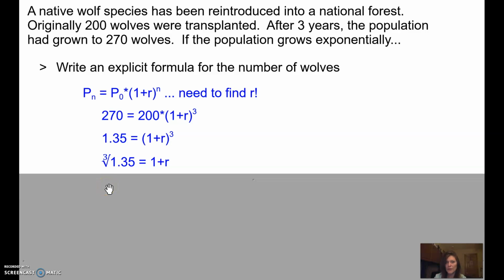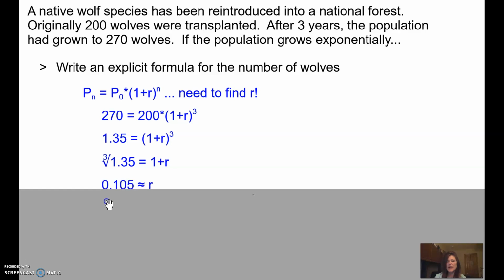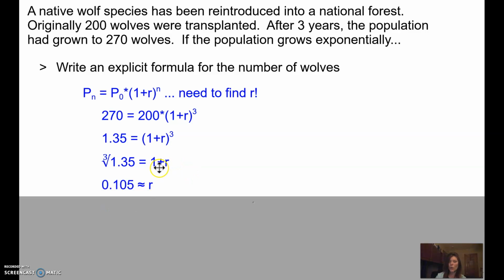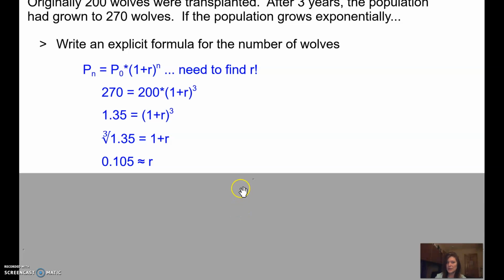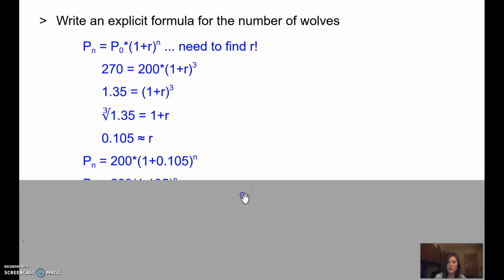I'm not going to worry about that at this moment because I have one more step in order to find r. I need to subtract the 1 from both sides. So on my calculator I would take the cube root of 1.35, then subtract 1, then my last step would be to round. In this case, I'm going to get 0.105 is approximately what r is. So that's about 10.5%. That's a pretty decent growth rate.